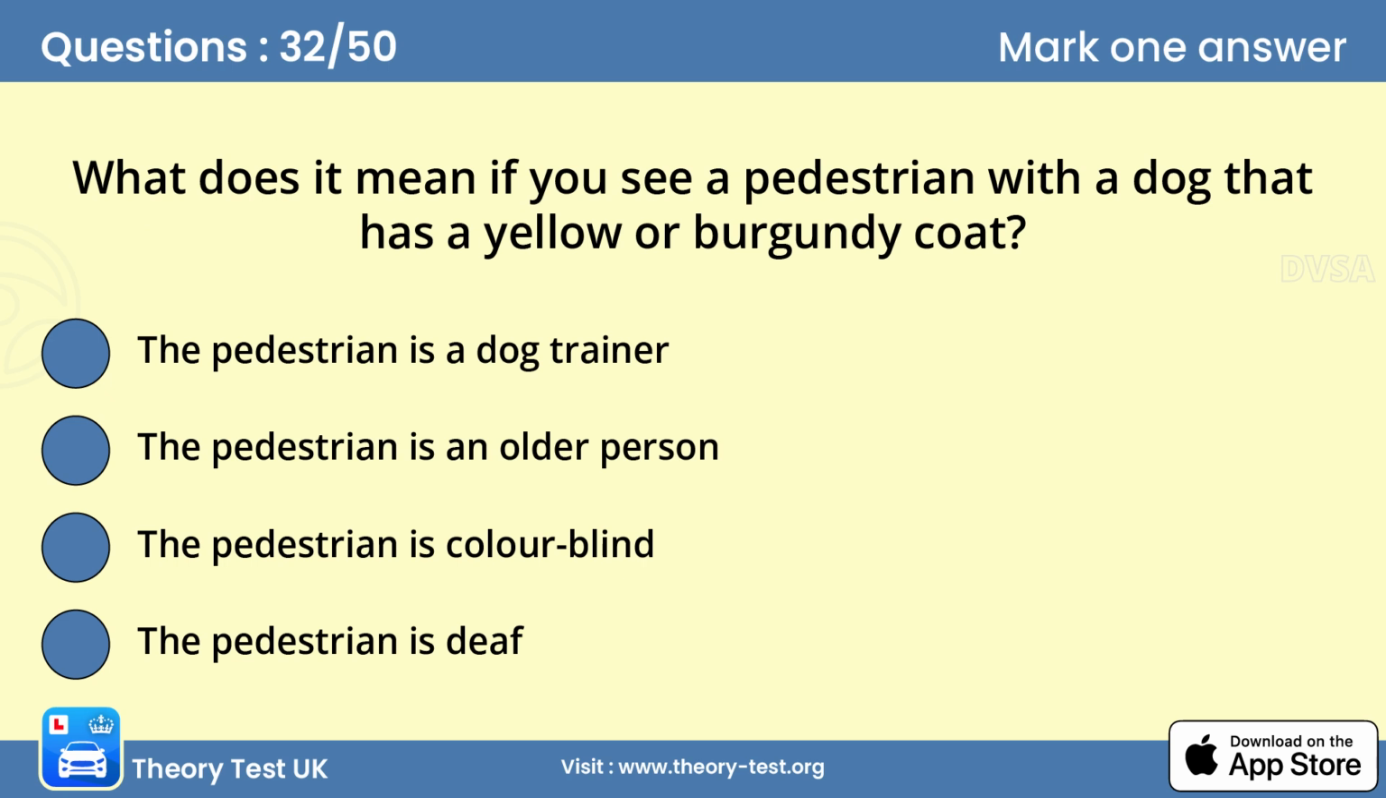Question 32. What does it mean if you see a pedestrian with a dog that has a yellow or burgundy coat? D. The pedestrian is deaf. Dogs trained to help deaf people have a yellow or burgundy coat. If you see one, you should take extra care, as the pedestrian may not be aware of vehicles approaching.